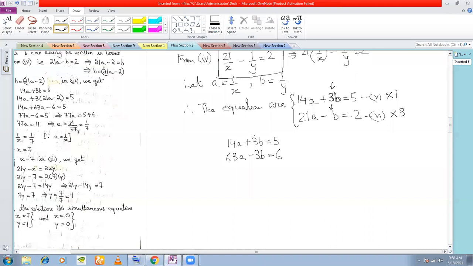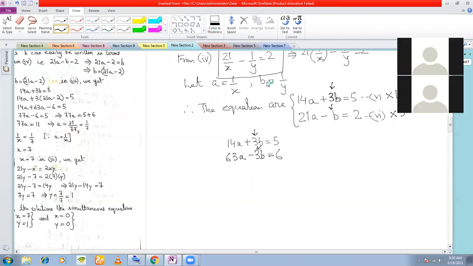Now see, I have made the coefficients same except that they differ in sign, plus 3 and minus 3. Therefore, we are going to add these two equations in order to remove b. Okay. So we add. Adding the two equations, this will cancel.